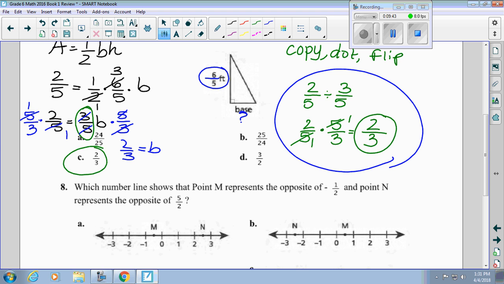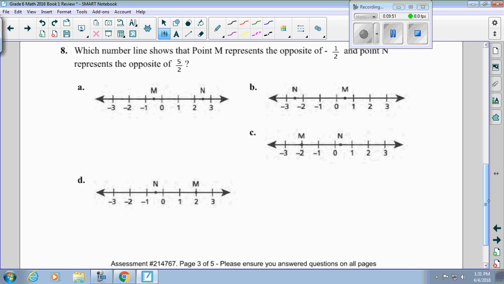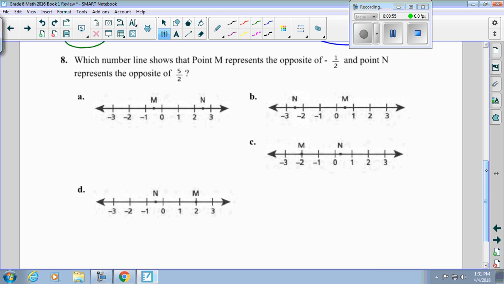All right, so you want to get rid of the 3/5, so you have to divide by 3/5 on each side. All right, moving on. It says number 8, which number line shows that point M represents the opposite of -1/2 and point N represents the opposite of 5/2.